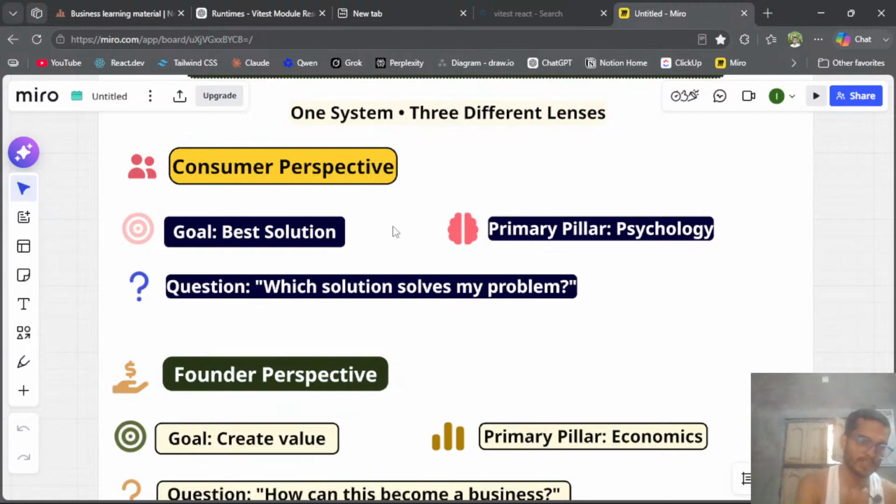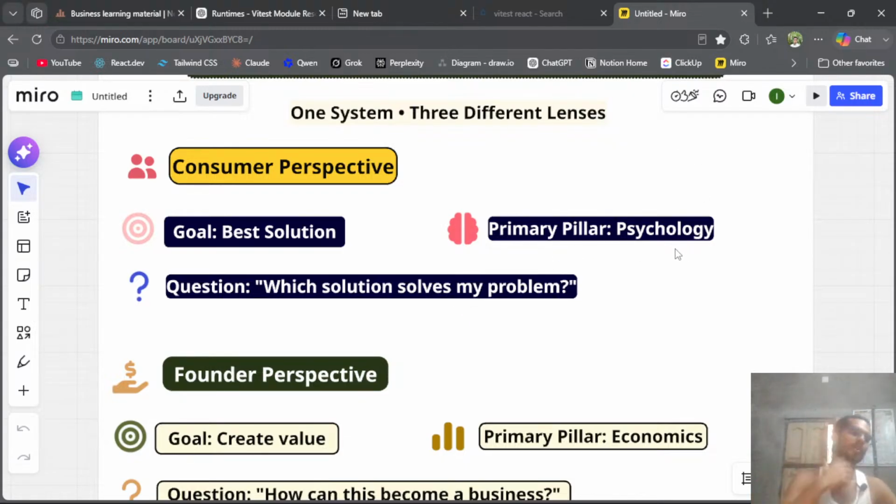about a better solution. That's why what I'm saying is, we are living in a very competitive world, right? You have to understand why this matters. So always consumer wants a better solution, right? And there is a question: which solution solves my problem? This is the question the consumer always thinks. If your solution solves my problem, I will buy your product. If your YouTube channel solves my pain, I will watch your video. So that's the perspective. And this primary pillar is psychology, right?